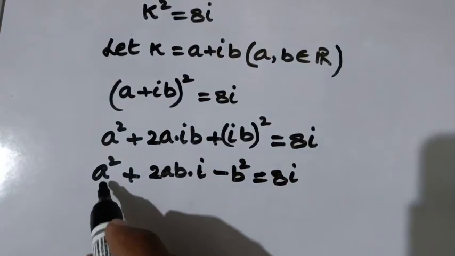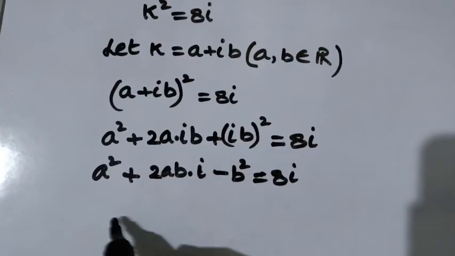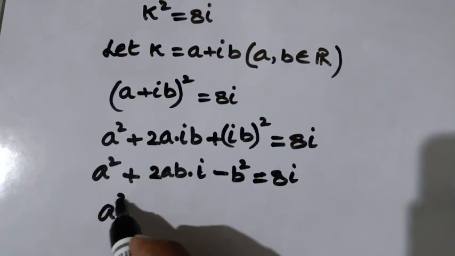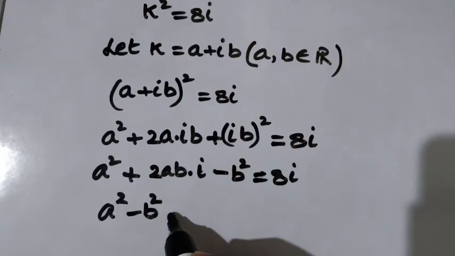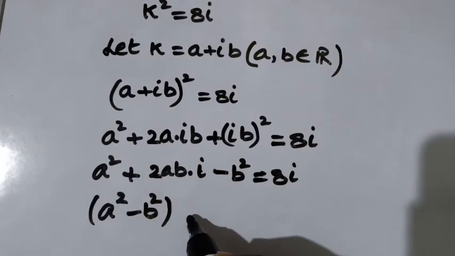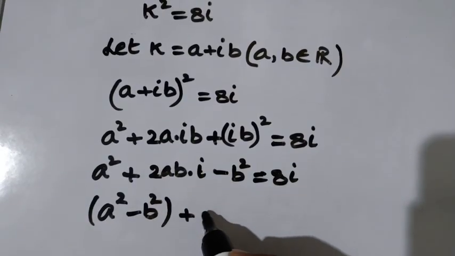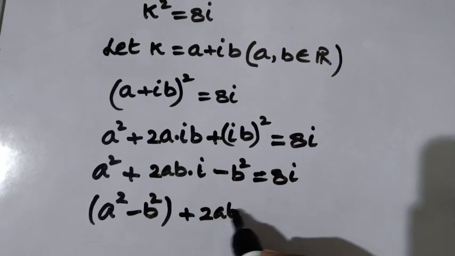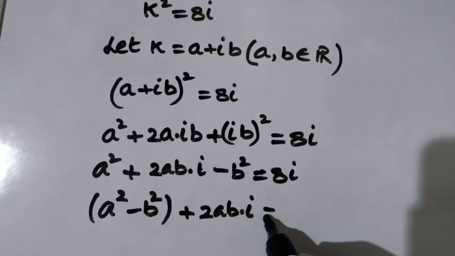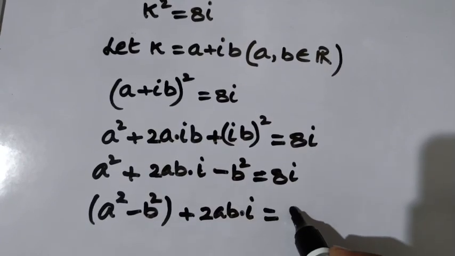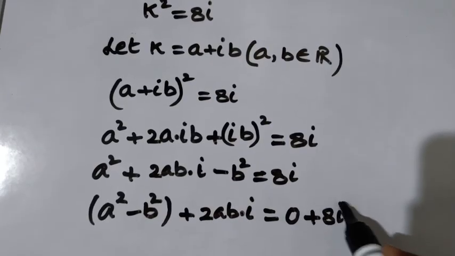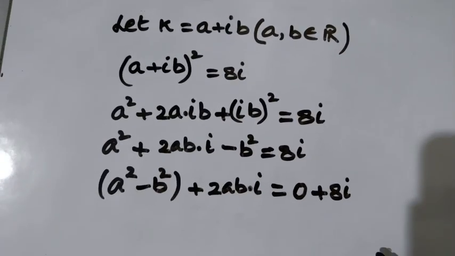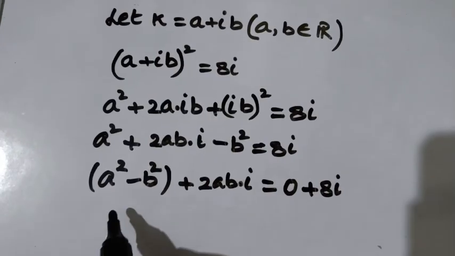So here the real terms are a square and minus b square. So writing a square minus b square as the first two terms and collecting them with a bracket, and next we write 2ab times i is equal to this 8i. Instead of writing 8i, I can write 0 plus 8i. Now comparing the real and imaginary parts on both sides.